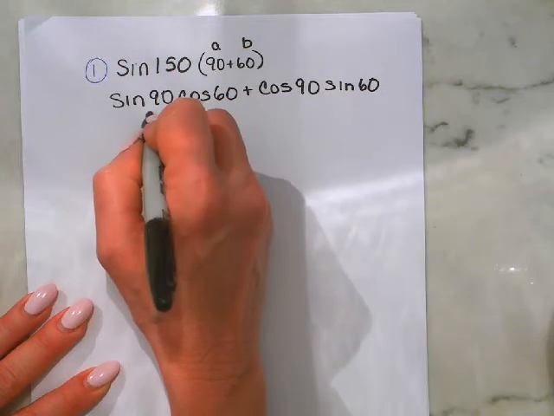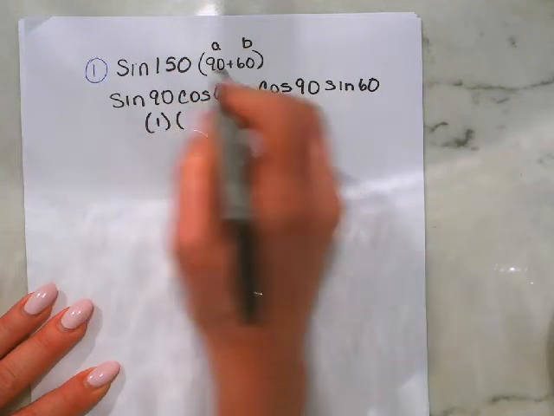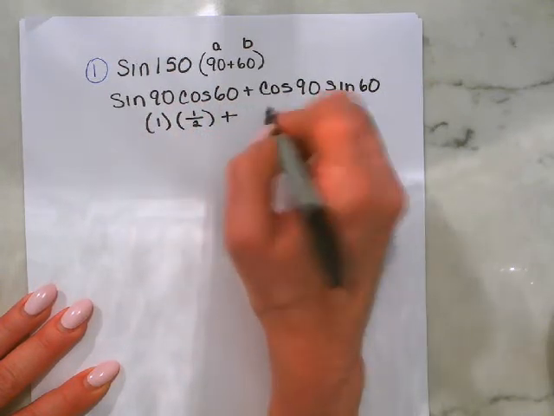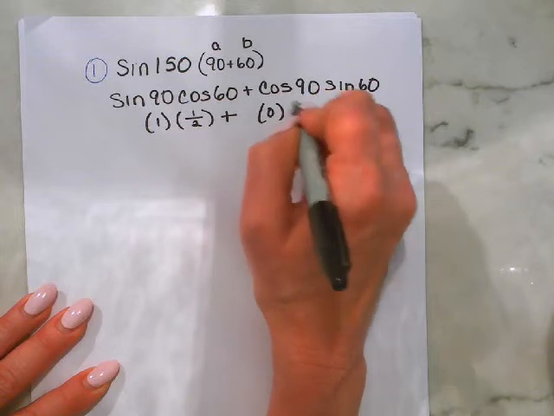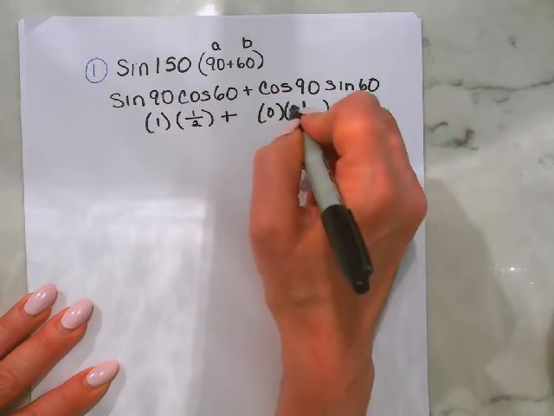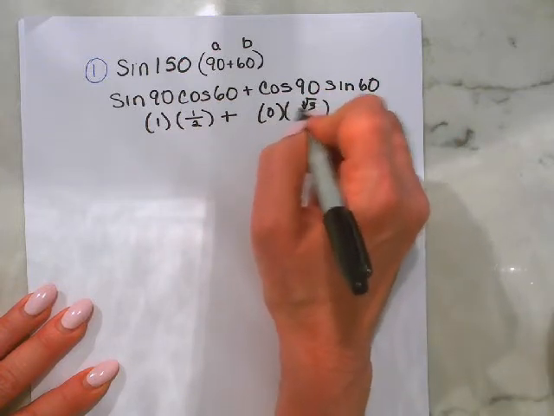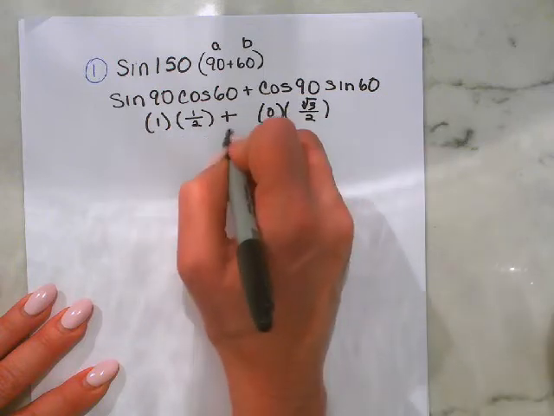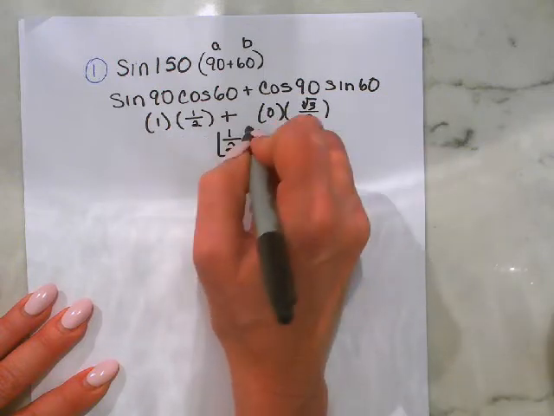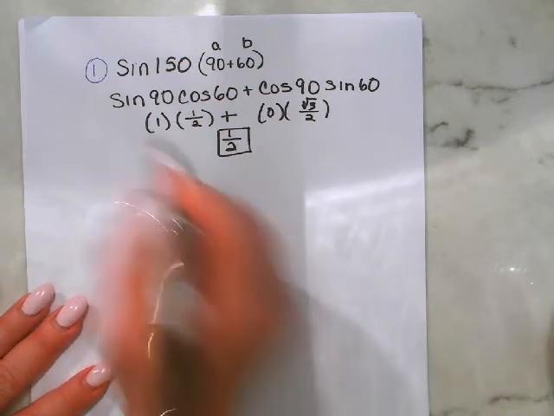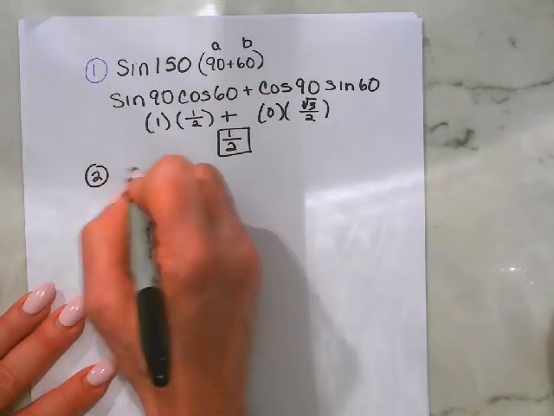Well, the sine of 90 is 1. The cosine of 60 is 1/2. The cosine of 90 is 0, which it really doesn't matter what the sine of 60 is because whatever this is, it's going to be 0. It's radical 3 over 2. And so 0 times that is 0. 1/2 times that is 1/2. It's just 1/2. And yes, that was a long way to get to the answer, but I wanted you to try the problem.